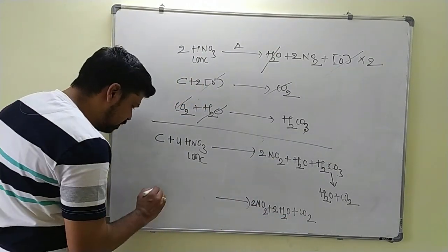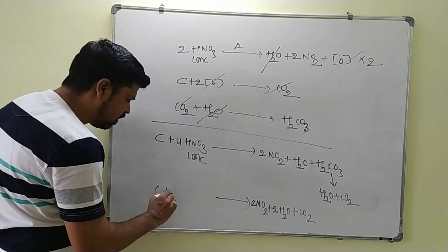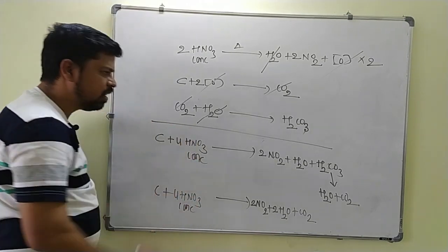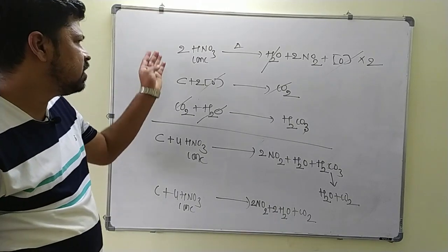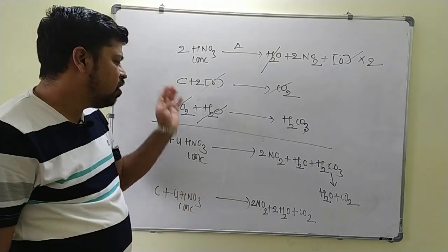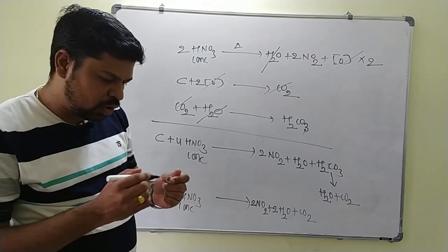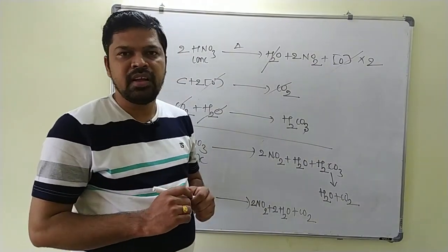Same everything I will write here. Carbon, 4 moles of HNO3, this is concentrated HNO3. This is the oxidation of carbon to carbon dioxide, or else you can write it as H2CO3 also. This is the oxidizing property of HNO3.